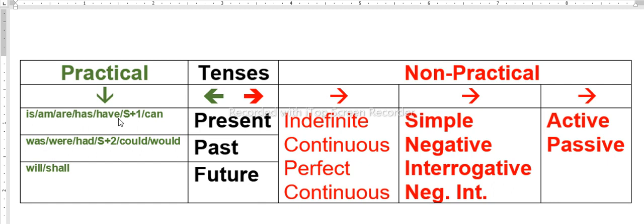Similarly, past. You see, science books use present tense a lot. Okay, is, am, are, has, have, s plus one can. And the past history. History is in the past tense, and you'll see all the events are in past tense. That's was, were, had, as opposed to could, would. Only opinions are in present tense. Okay, opinions are always in present tense.